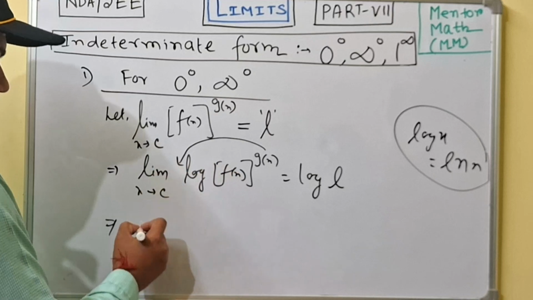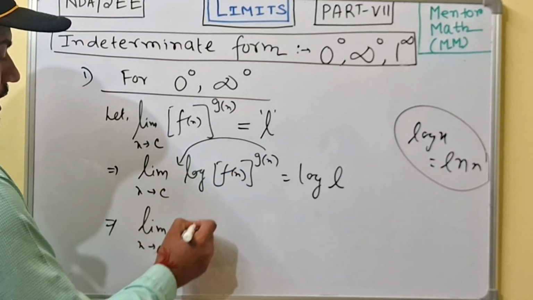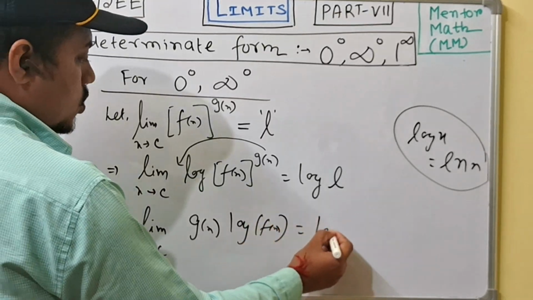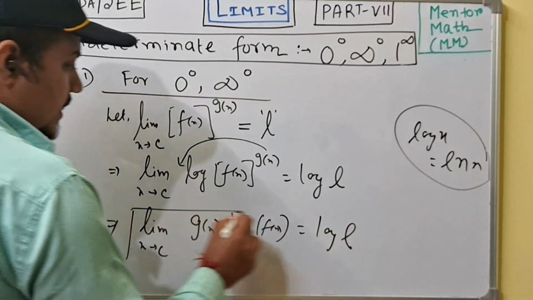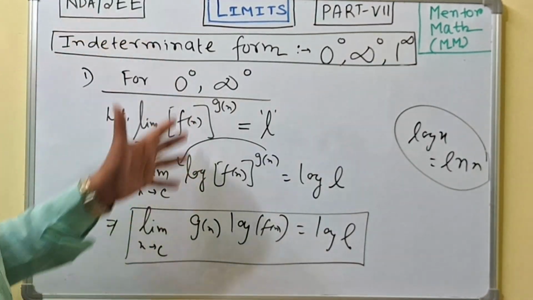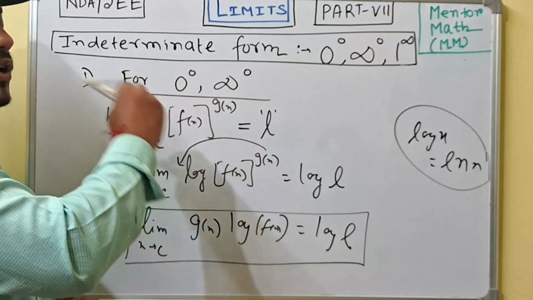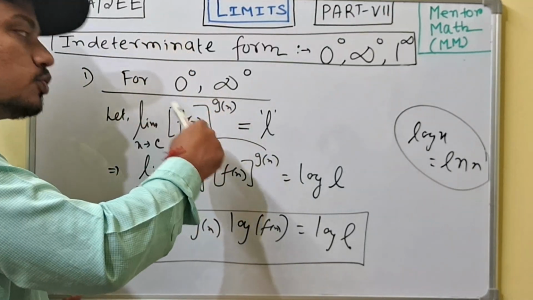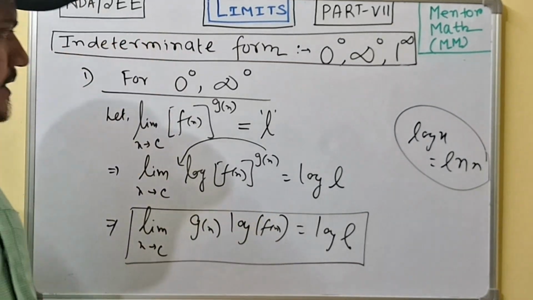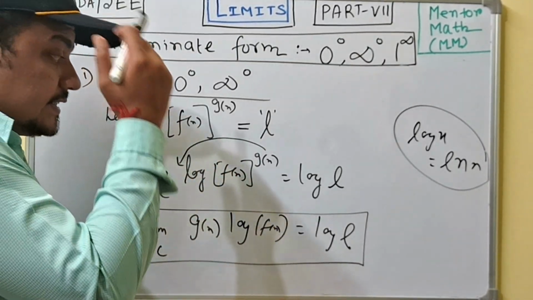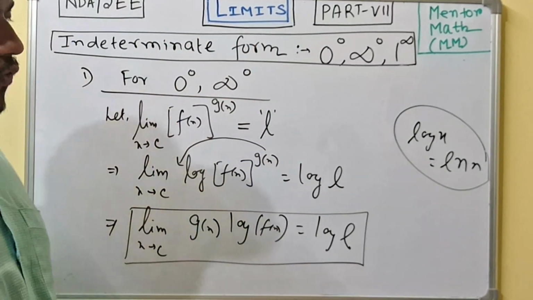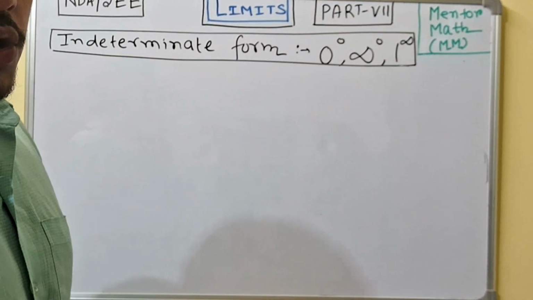Now the power comes outside, so limit x tends to c of g(x) log of f(x) is equal to log l. In that situation we have to use that type of form. If the form is given as f(x) to the power g(x), and the quantity is of the form 0 to the power 0 or infinity to the power 0, at that time you have to take the logarithm on both sides. Copy please. This can also be used for infinity to the power 0. In both cases you have to take the log function. Copy please. Okay, comes next.